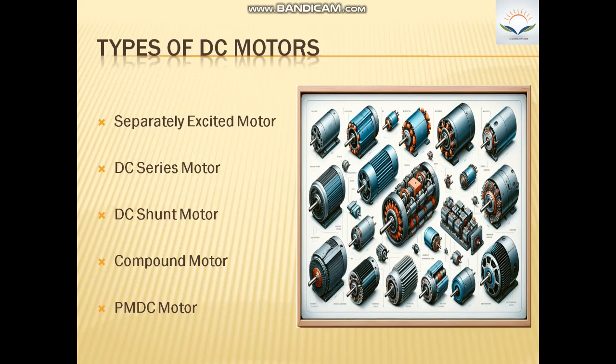Today we are going to discuss the various types of DC motors. Let's get started. The various types of DC motors are separately excited motors, DC series motors, DC shunt motors, compound motors, and PMDC motors.